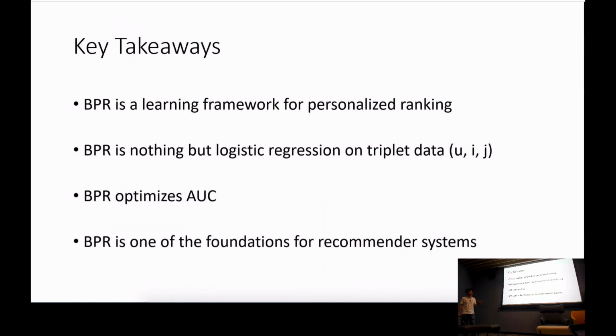Some key takeaways from the paper. BPR is a learning framework for personalized ranking. BPR is nothing but logistic regression for triplet data: user, positive item, and negative item. BPR optimizes AUC, and BPR is one of the foundations for recommender systems. Under this framework, you can build on top of it for other models. It's a matter of how you learn the score function between the triplet data of user, positive item, and negative item. Then you plug it into this framework and build on top of it. So it's a very important concept in recommender systems, similar to logistic regression for machine learning.